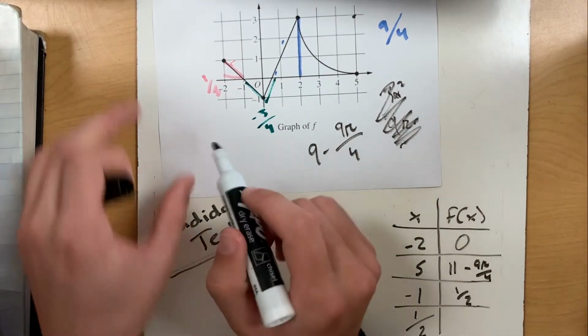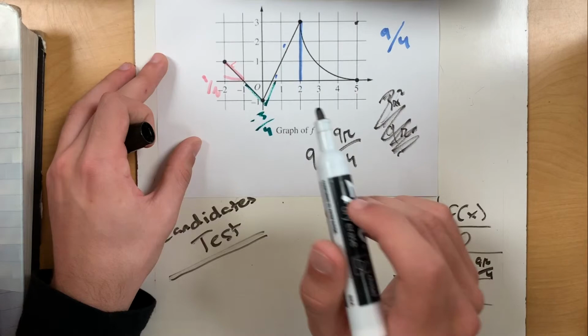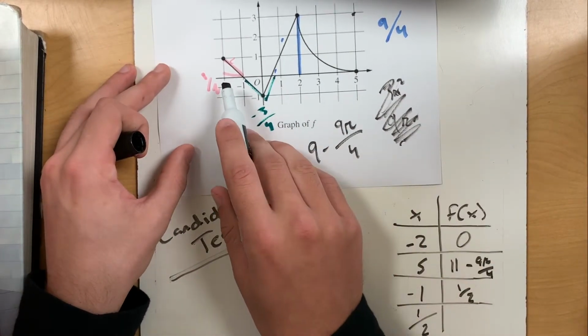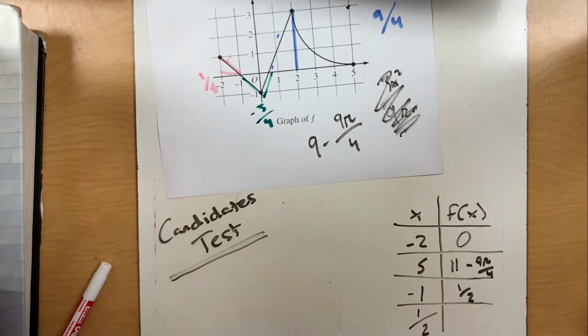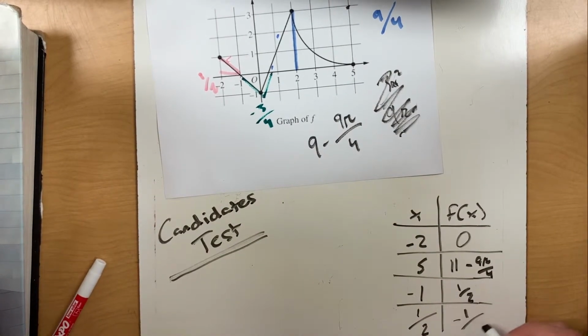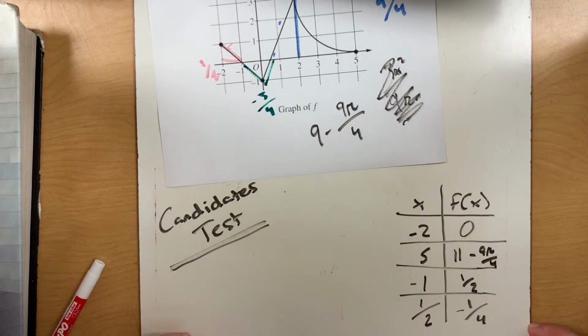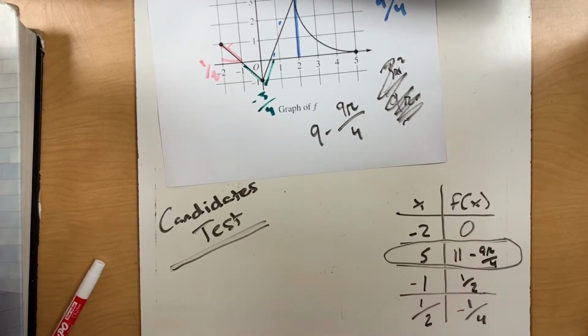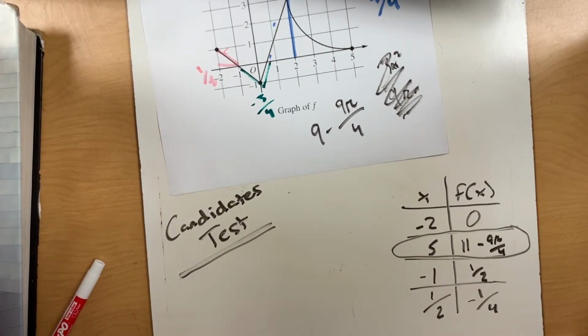And then to find from -2 to 1/2, the critical point, we would do 1/2 minus 3/4, which is -1/4. And with these points, we can determine that the absolute maximum would be at 5, with value 11 minus 9 pi over 4. And once we get this answer, we're going to have to write it out as a developed statement, so the graders know how we came to that conclusion and how we used the candidates test.